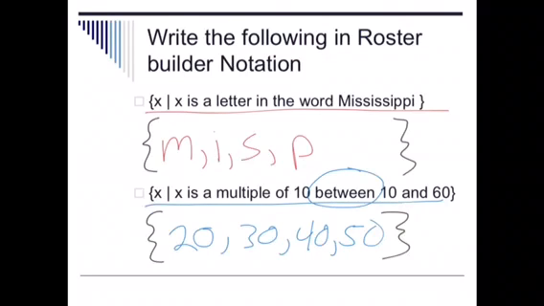If I were to change that word and make it from 10 to 60, then I would include both those numbers, but because it says between, I'm not including 10 and 60. So watch out for those words when you're writing down your sets.